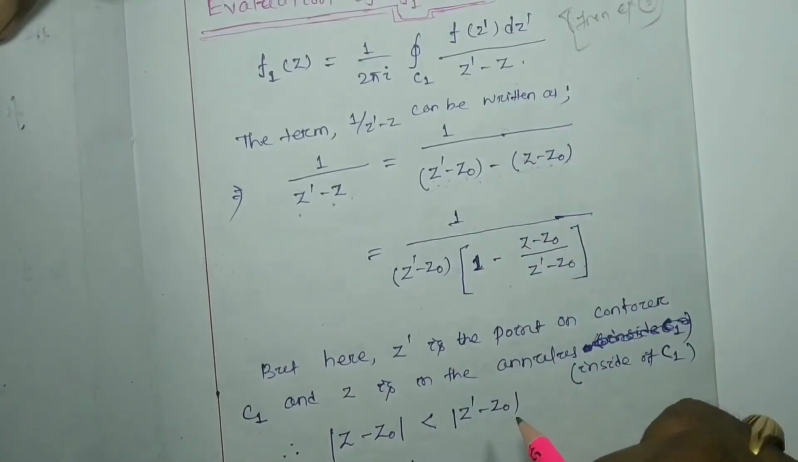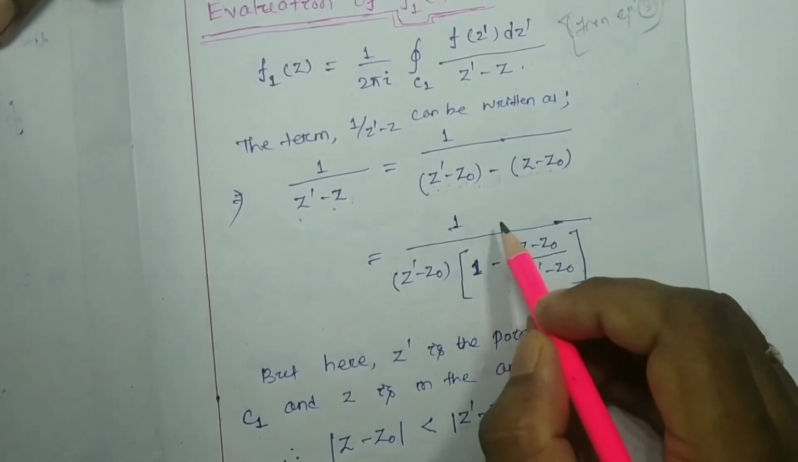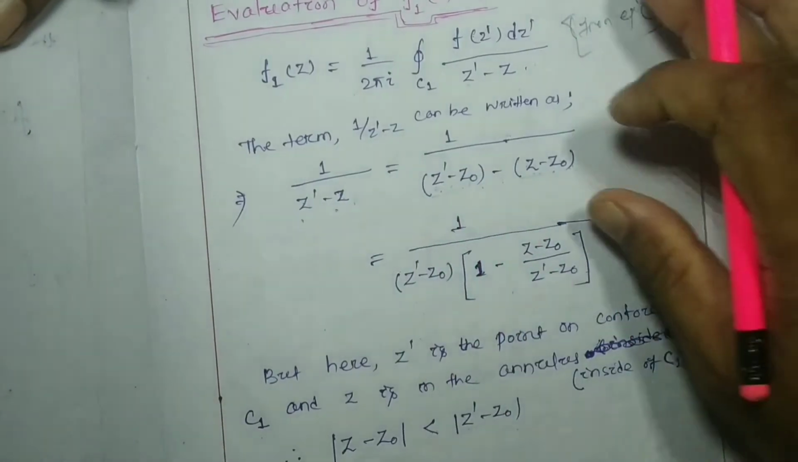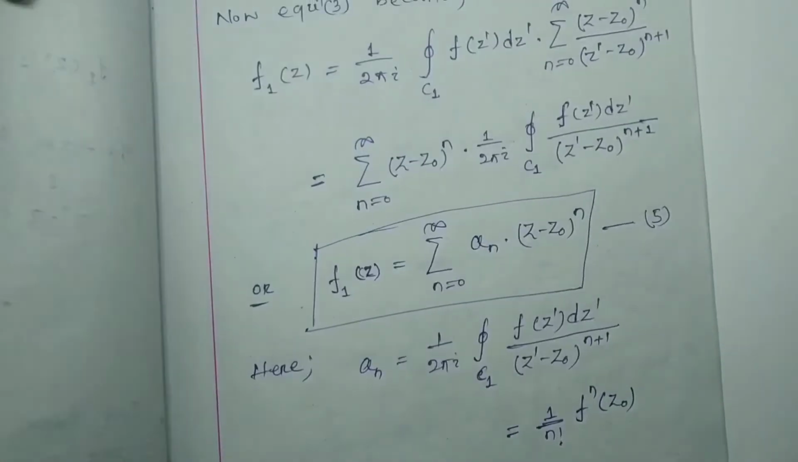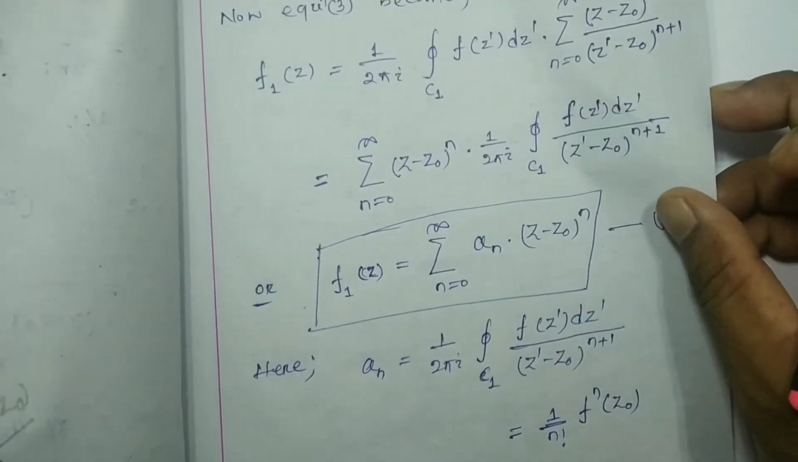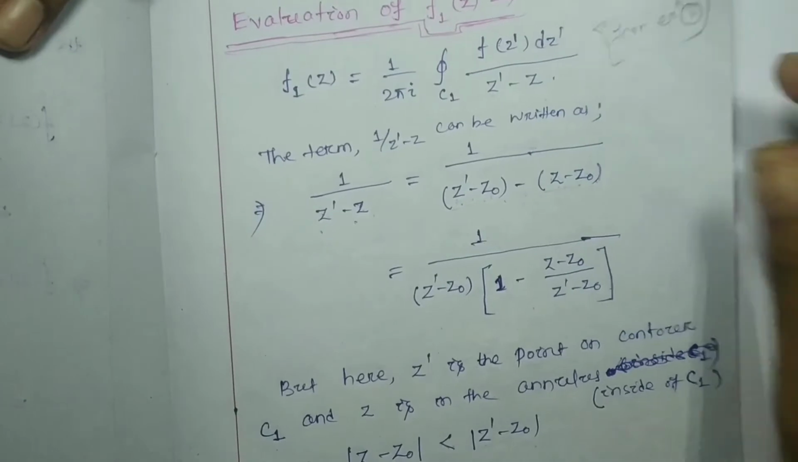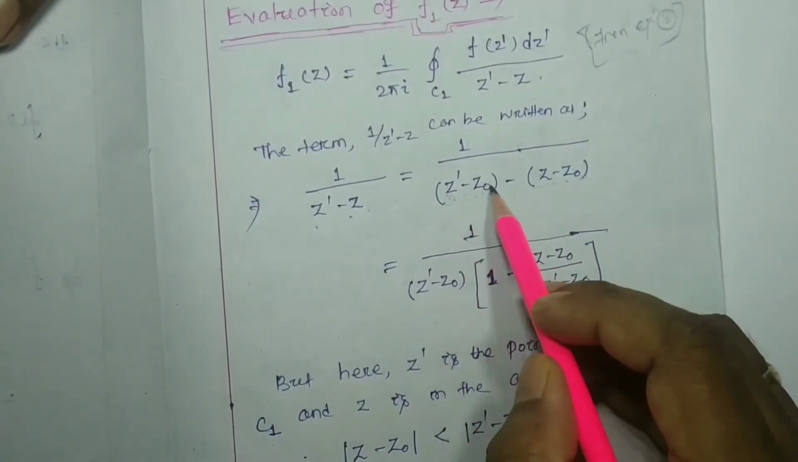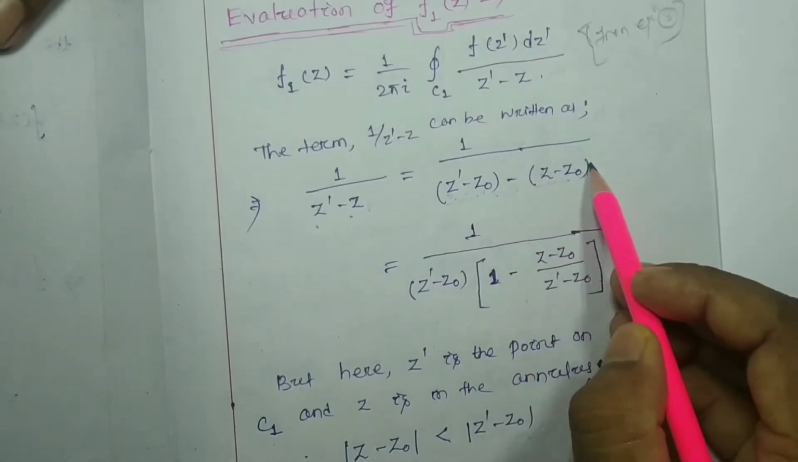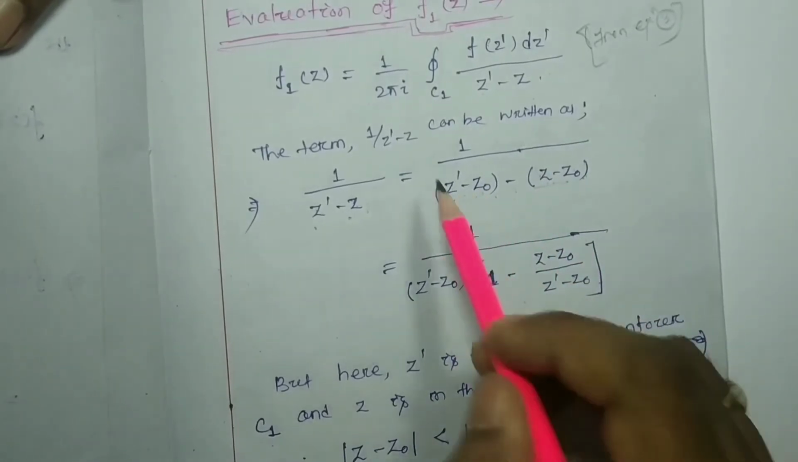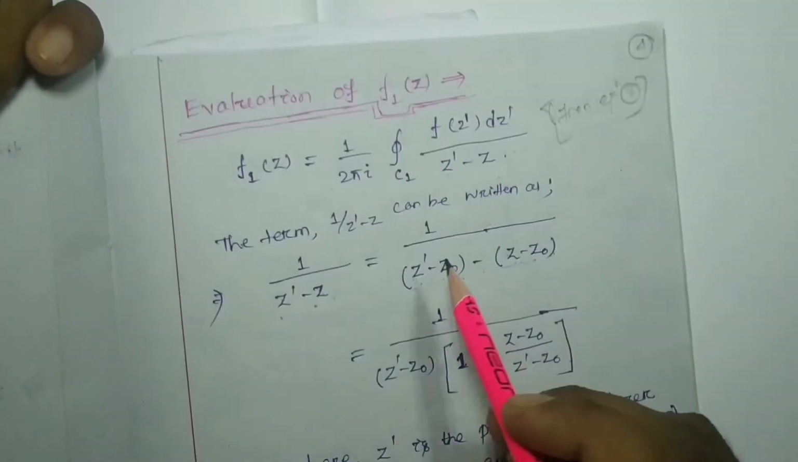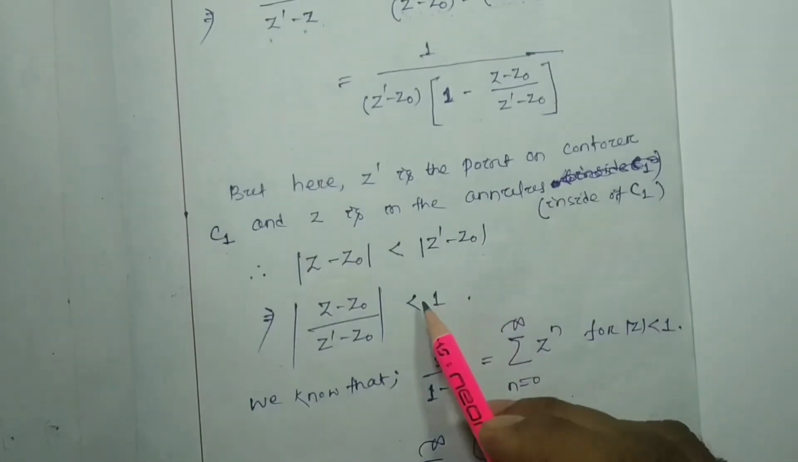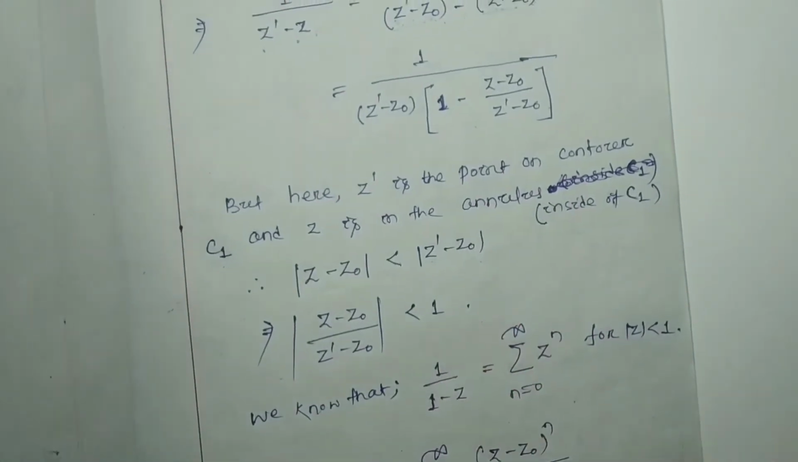Just wait. This is most important in your Laurent series. Why here did we consider z dash minus z0? Why did we not consider z0 minus z dash, or why not z minus z0 minus (z dash minus z0)? Why only in this case for f1(z) did we consider (z dash minus z0) minus (z minus z0)? After 2 steps, after 3 steps, you can be clear. Wait.